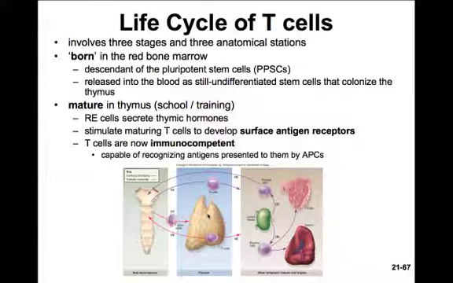The reticular epithelial cells secrete thymic hormones that stimulate the maturing T cells to develop surface antigen receptors. Those T cells are now immunocompetent. That is, they're capable of recognizing antigens presented to them by a class of cells called the Antigen-Presenting Cells.